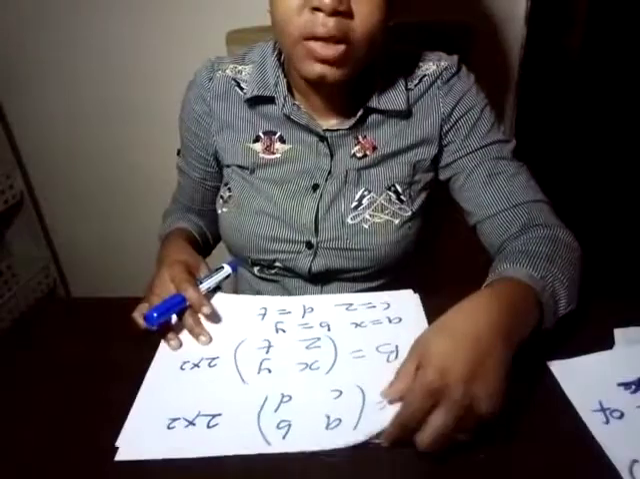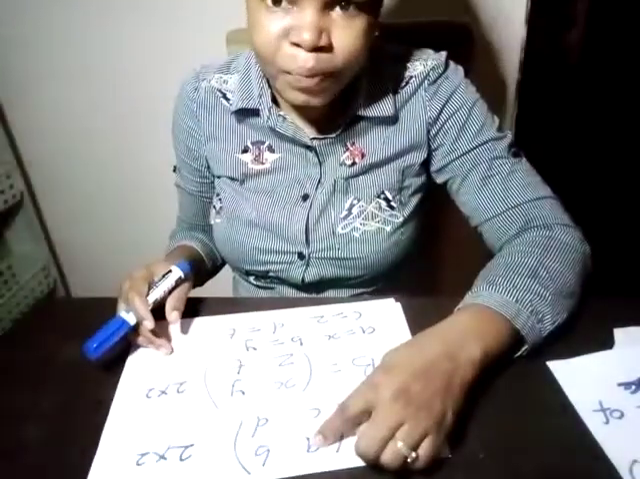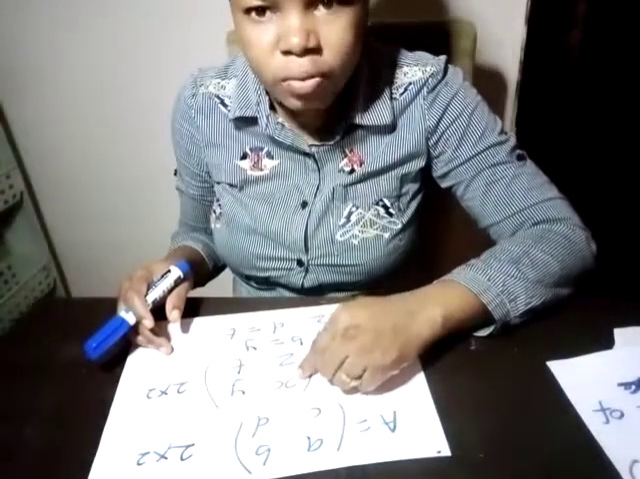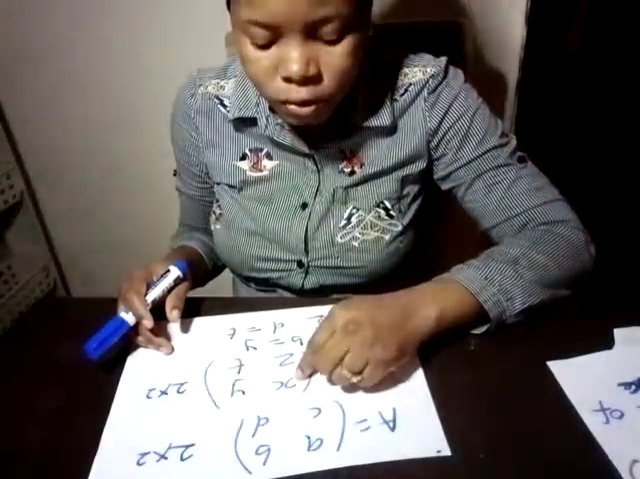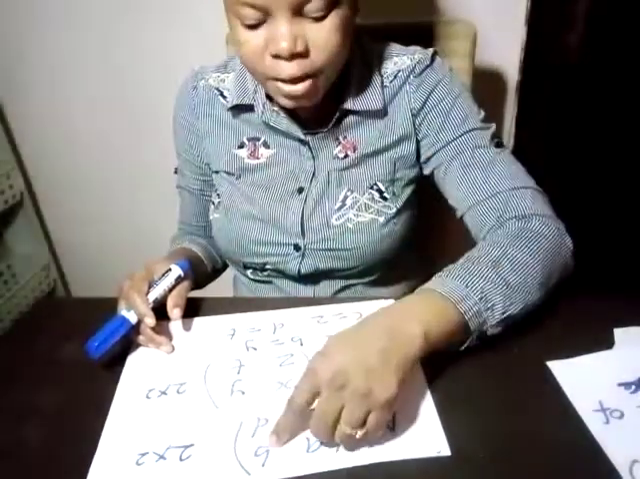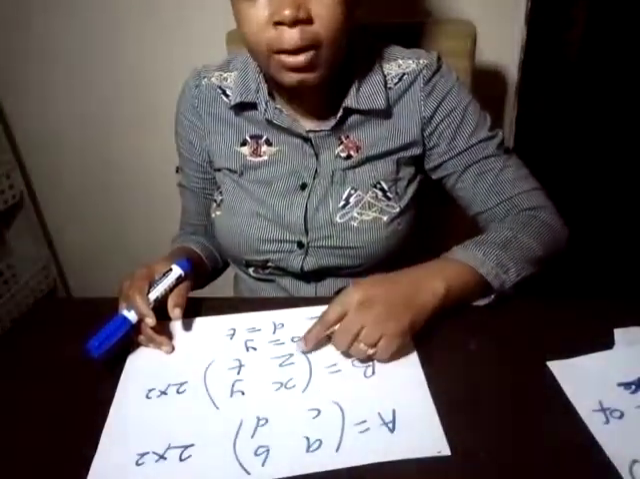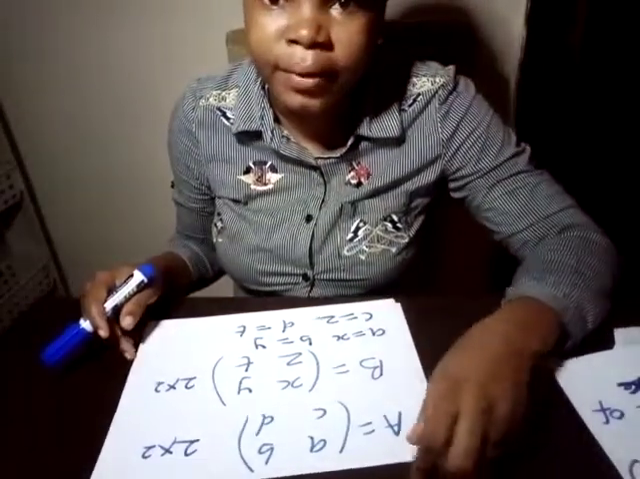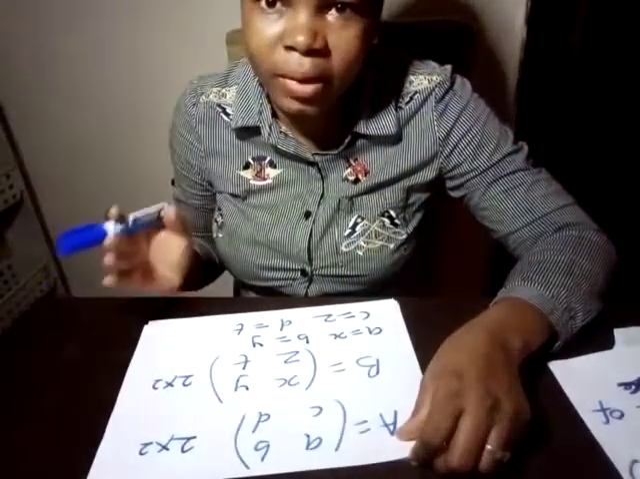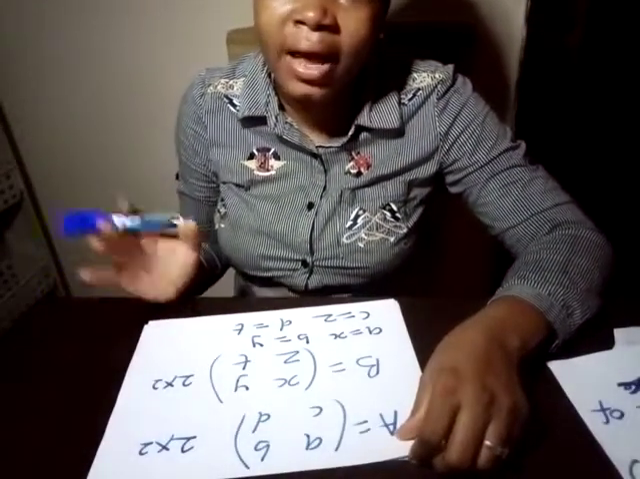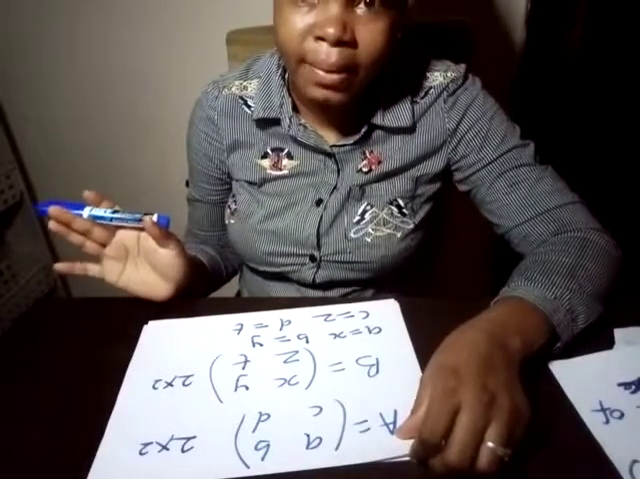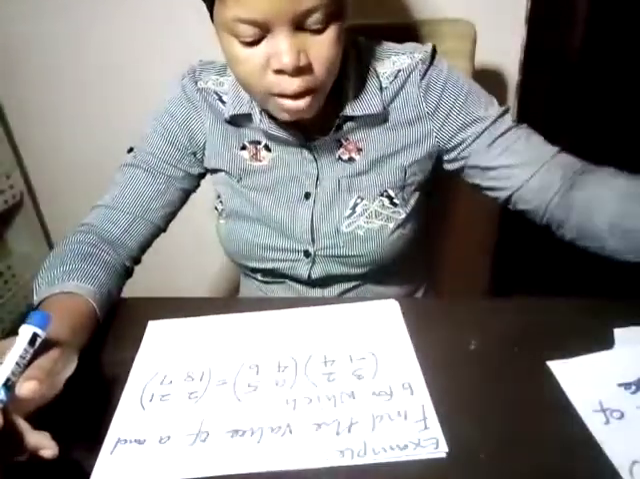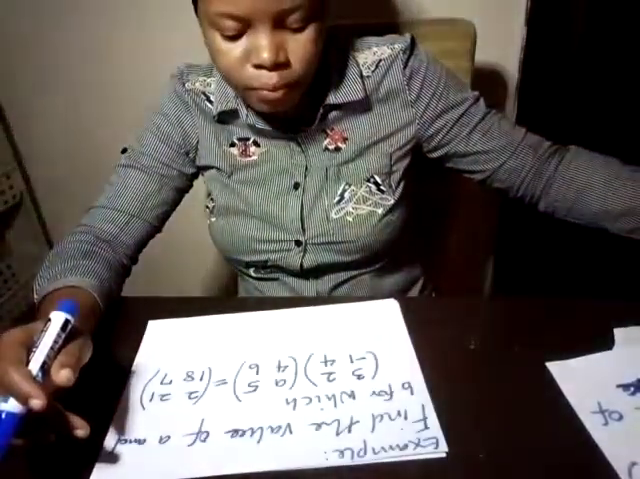So they are said to be equal if my a is equal to my x. You can see a is in the first row, first column, and it is equal to x, which is also in the first row, first column. My b equals my y, my c equals my z, my d equals my t. Do you get that now? So when you have two matrices, you can say they are equal if their corresponding elements are the same. Are you getting it now? They are equal.